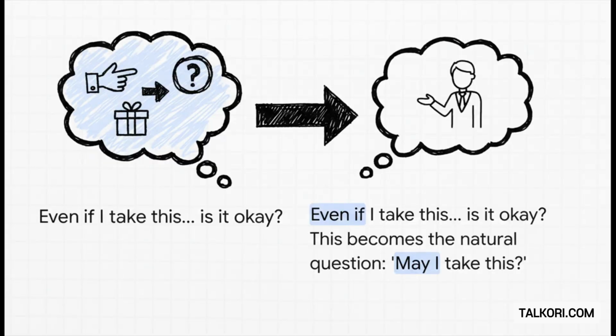And this is where it all kind of clicks into place. If you translate it super literally, what you're saying is something like, even if I take this, is it okay? But of course, nobody talks like that. It just naturally smooths out to mean, may I take this? It's a really neat little logical jump once you see it.